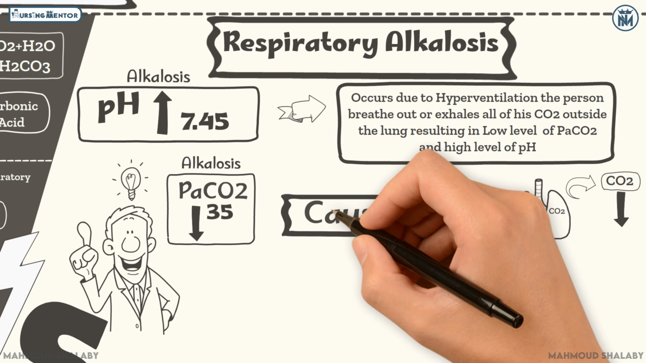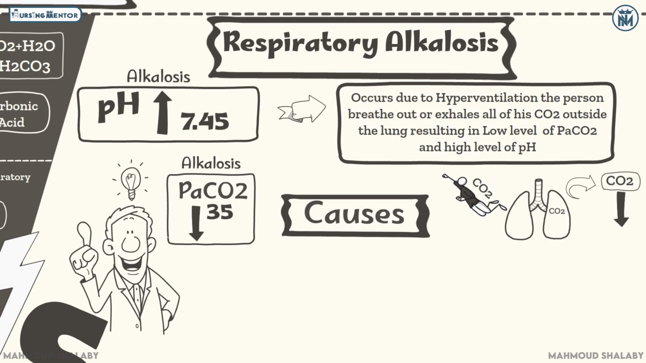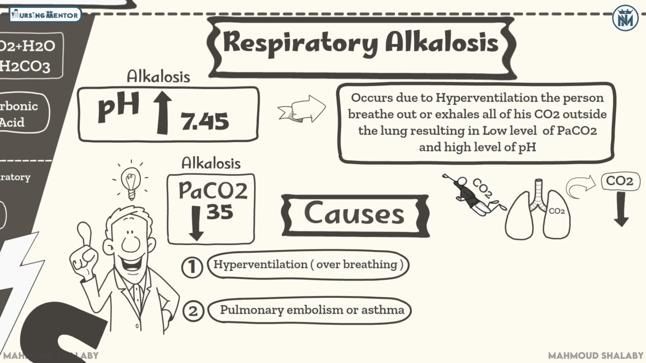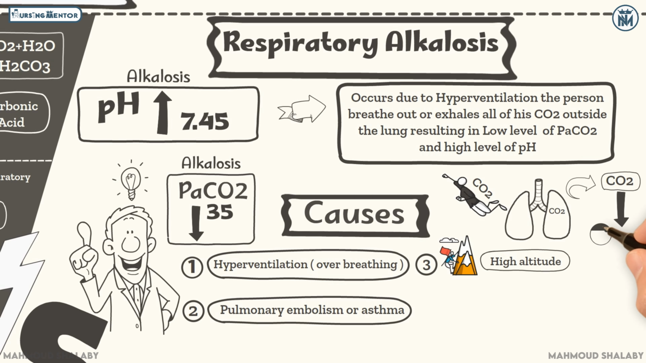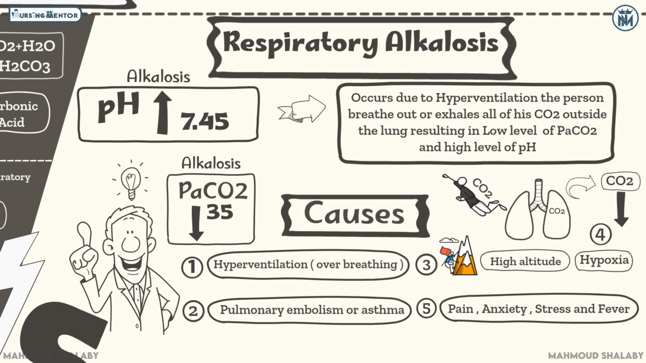Causes of respiratory alkalosis. It can also occur due to pathological conditions that damage the respiratory centers or decrease the ability of the lung to retain or keep carbon dioxide, CO2. For instance, hyperventilation, overbreathing, pulmonary embolism or asthma, high altitude such as in mountains due to overbreathing and low oxygen levels. Hypoxia, pain, anxiety, stress, and fever can cause overbreathing.